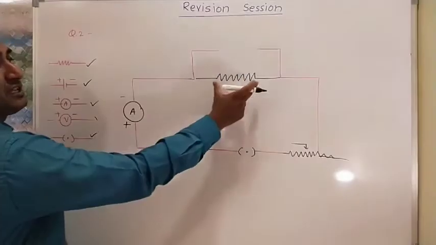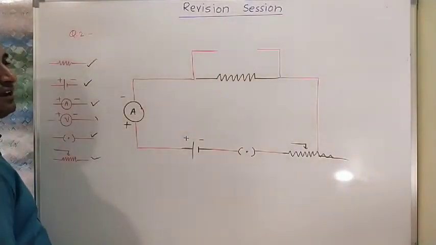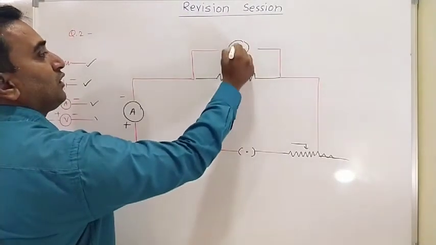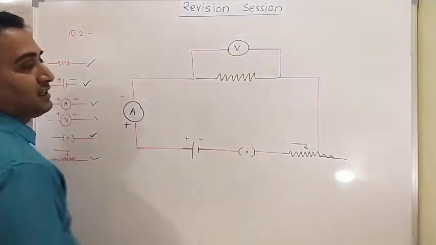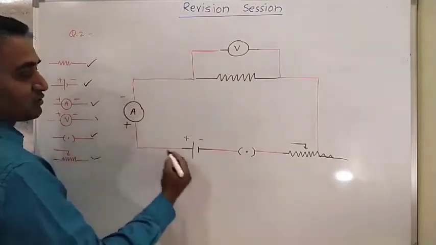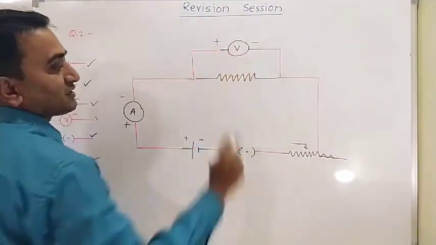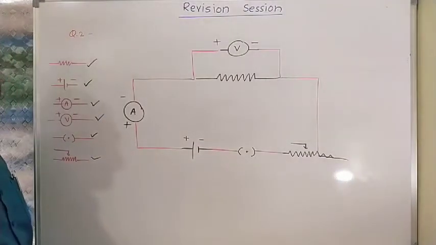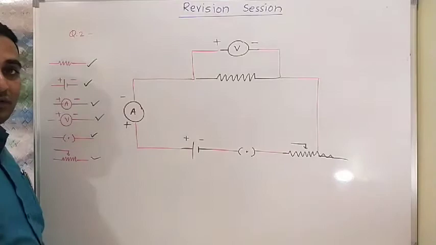So what is the potential difference in between this one? To measure this, we have joined here one voltmeter. So see here, voltmeter, positive end is towards positive, negative end is towards negative. So all the components we have joined here. So what is the answer?